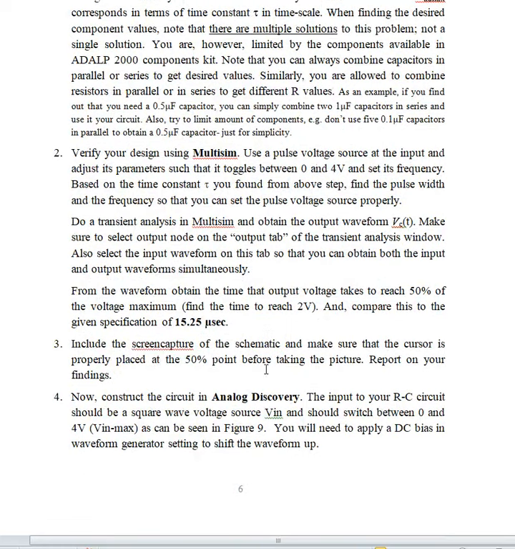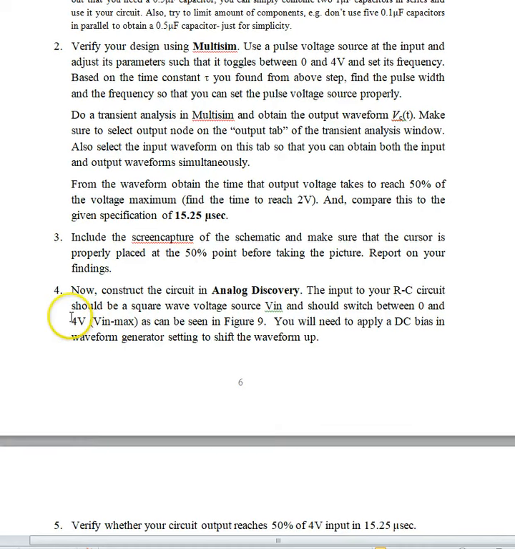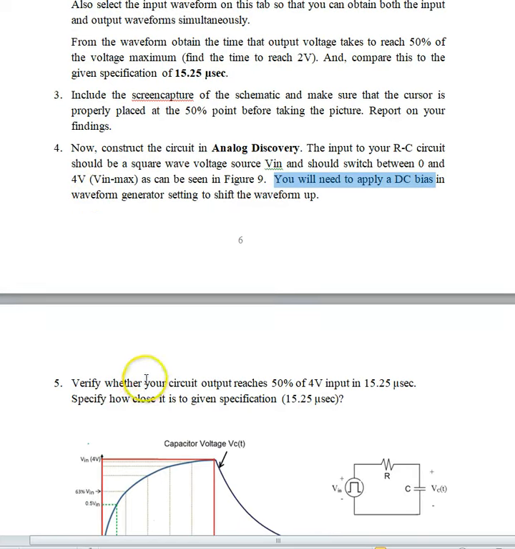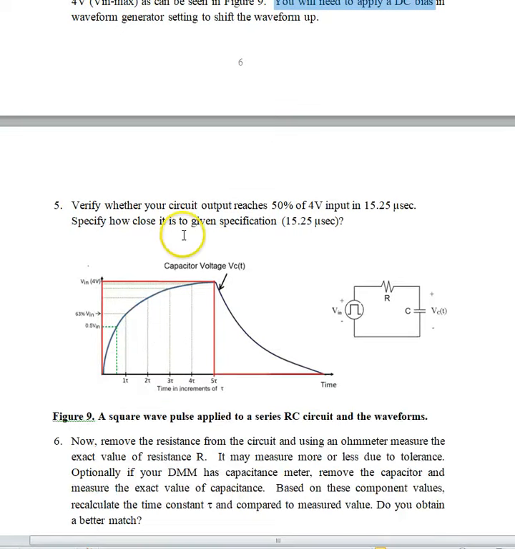And then you repeat this in Analog Discovery. Apply a square wave pulse. And for this, you may need to do a DC bias in the waveform generator. So there's a setting where you can apply a DC bias to shift the waveform up, because usually it's between -2 and +2. And then again, you're going to verify you're able to see 15.25 microsecond when the waveform reaches 50%, which is 2 volts.